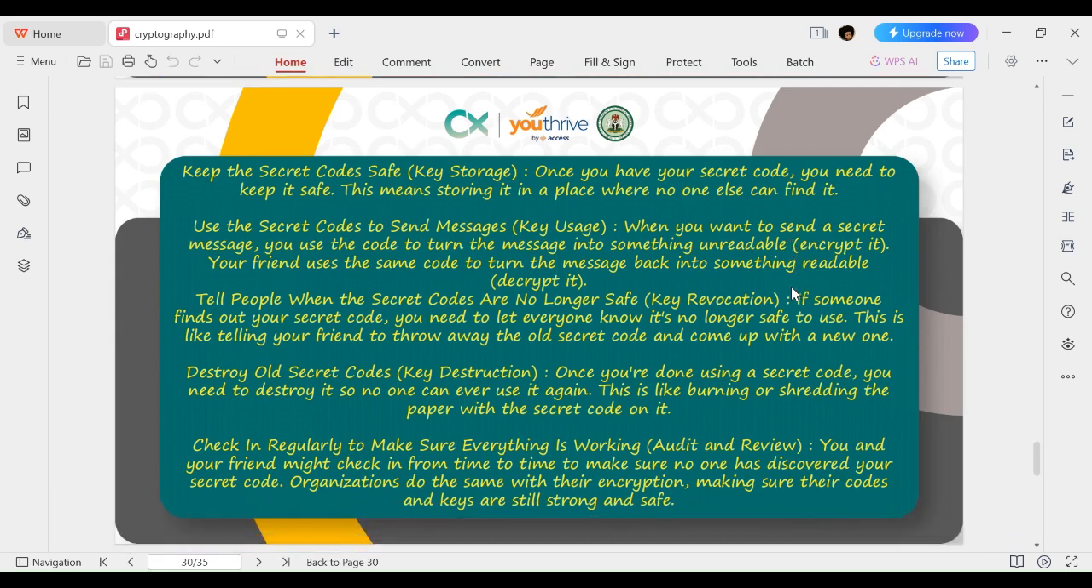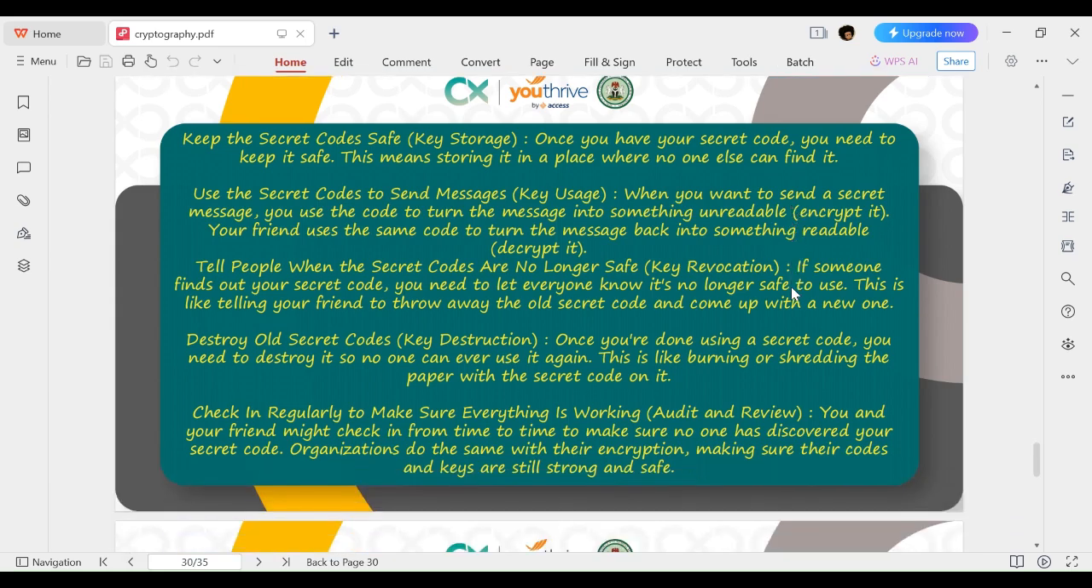Next, you use the secret codes to send messages. That's key usage. When you want to send a secret message, you use the code to turn the message into something unreadable. That's called encryption. Your friend uses the same code to turn the message back into something readable. That's decryption.